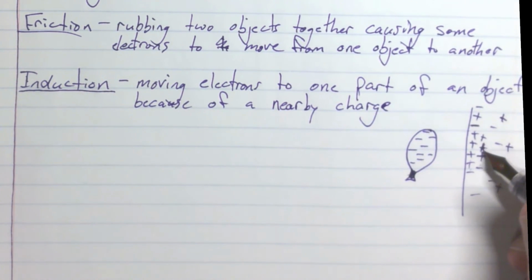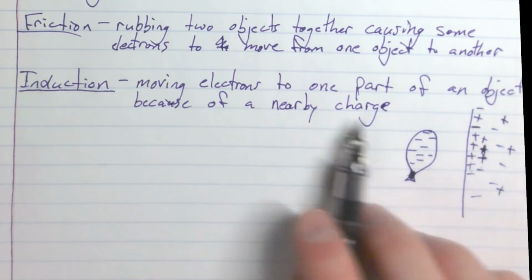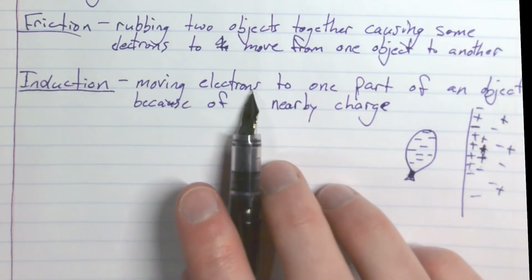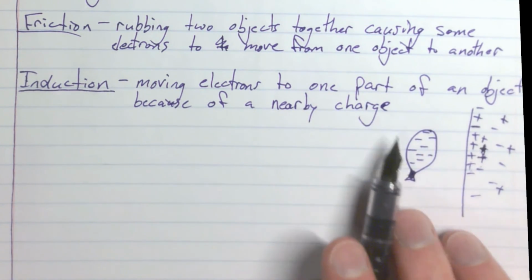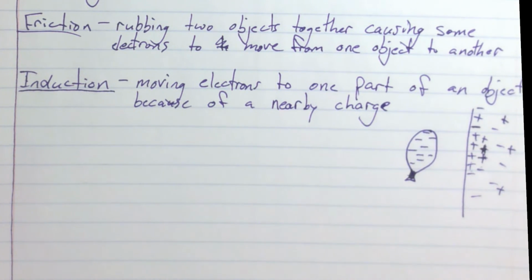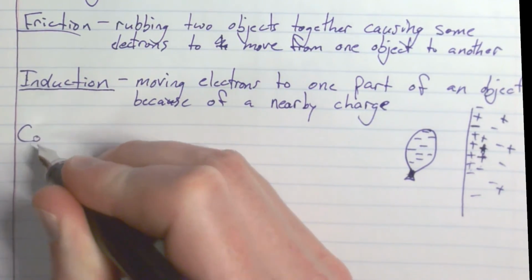So there's less negatives because they're pushed away by this other charge. So moving electrons to one part of an object, so they're moving them away based on a nearby charge. So this is that nearby charge. So it's kind of cool. Science, man. Conduction is our last one.